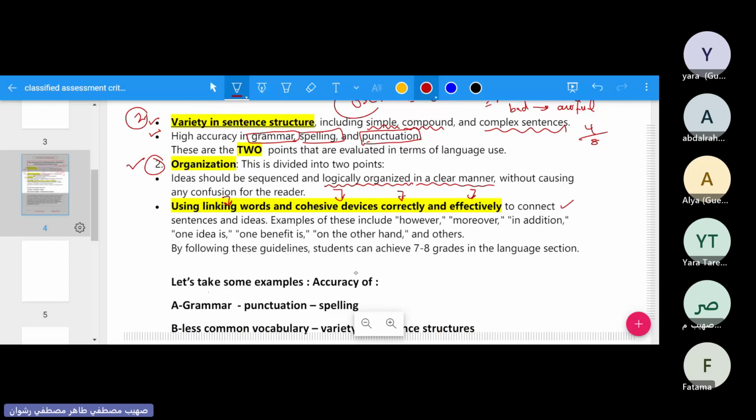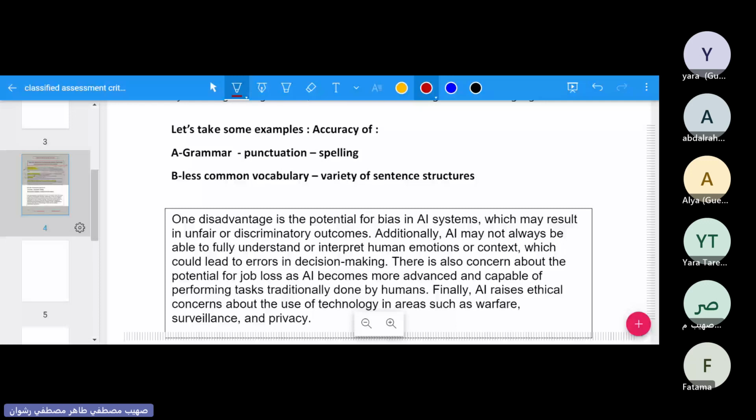Let's see an example. And we need to check the accuracy of grammar, punctuation, spelling, less common vocabulary, and variety of sentence structure. Ali, read.